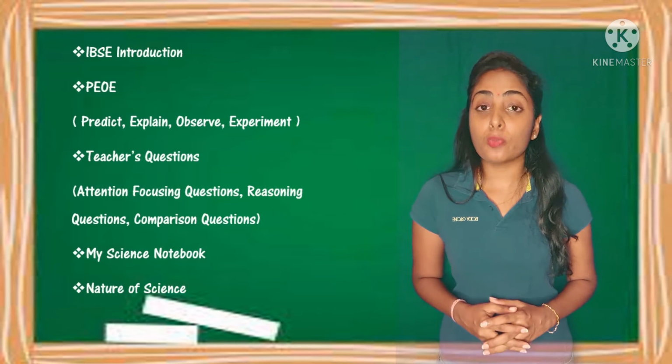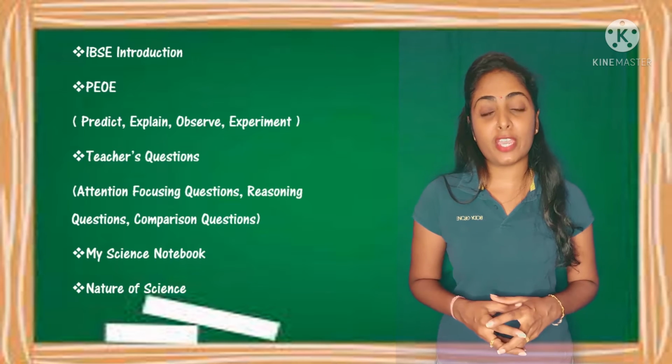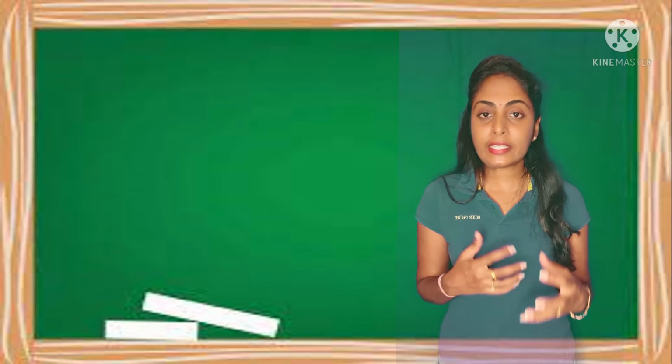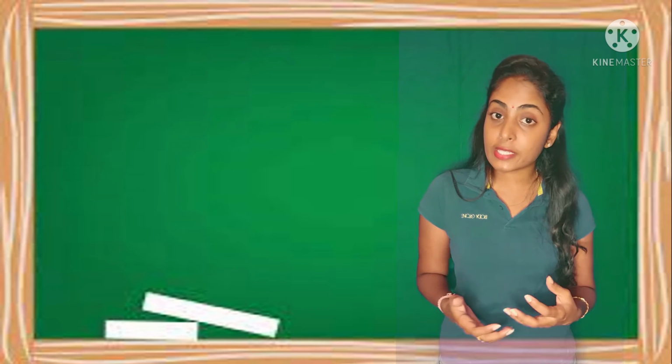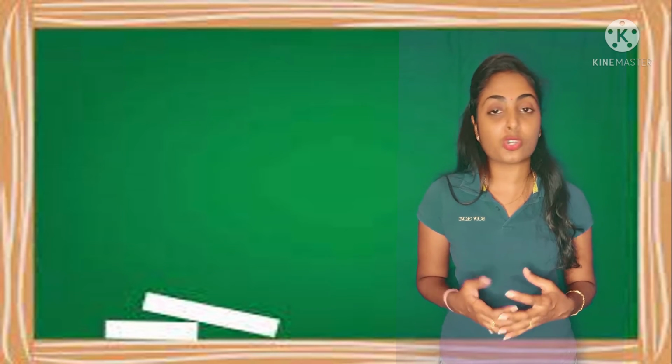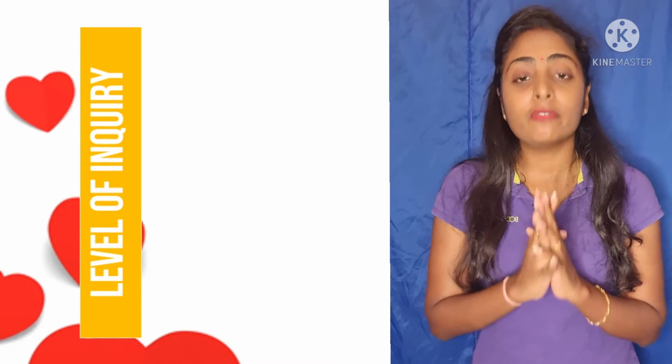Then I got to know more about the nature of science. Nature of science is actually the way of knowing, finding the cause of phenomena, imagination, logical reasoning, creativity and also openness to new ideas. Then there was the important part of this workshop, that is the levels of inquiry. We got to know about the levels of inquiry. Actually, there are 4 levels of inquiry.